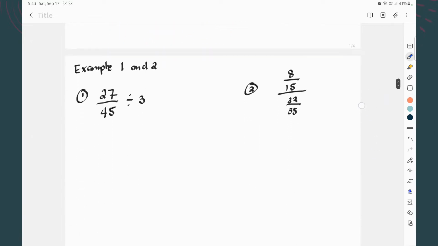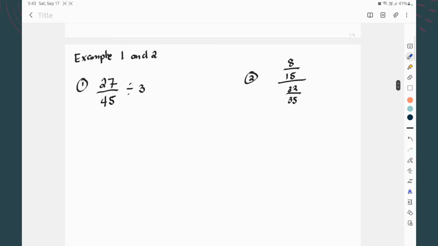Now, working with that, let's have some examples. So here's how it works. Example 1: 27 over 45 divided by 3. What's happening there is that you put 1 under the 3 and then get the reciprocal of that. So 27 over 45, and the reciprocal of 3 over 1 will be 1 over 3. And then you can cancel the common terms. So 27 divided by 9 is 3, and 45 divided by 9 is 5. What's the answer now is 1 over 5.